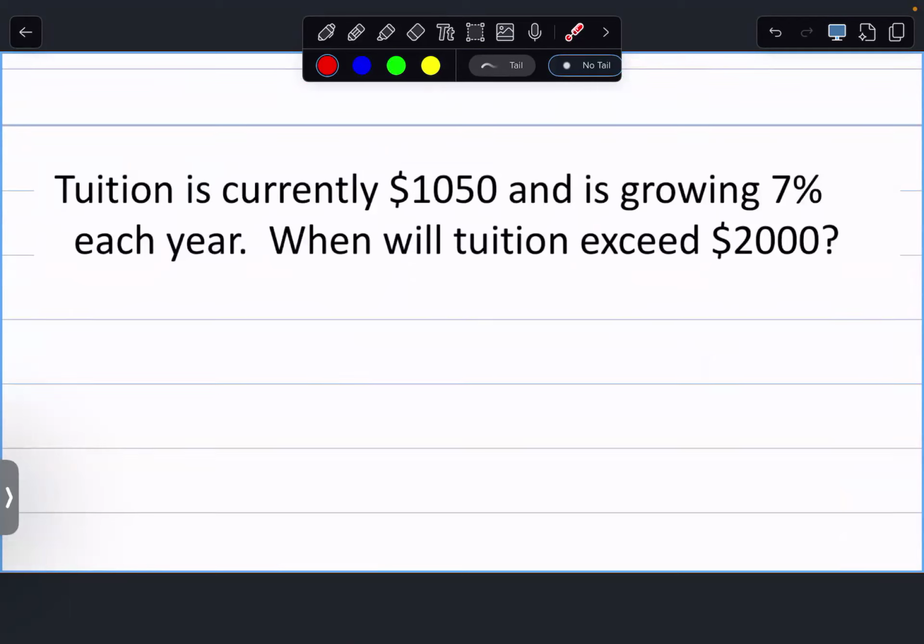Tuition is currently $1,050, and is growing 7% each year. We want to know, when will tuition exceed $2,000? Just in general, we can sketch out something like this.